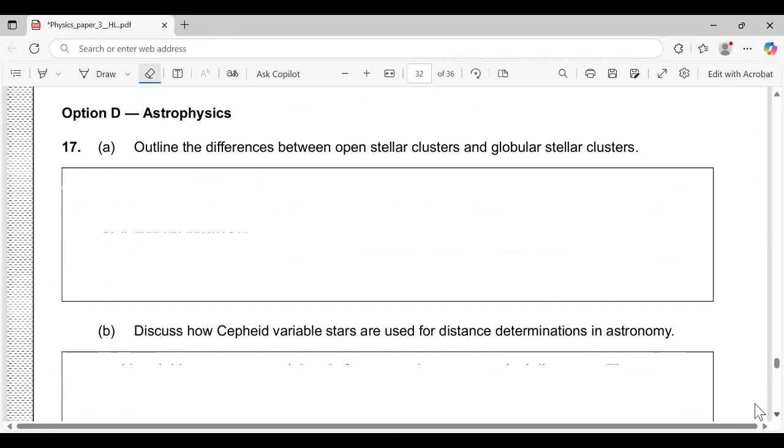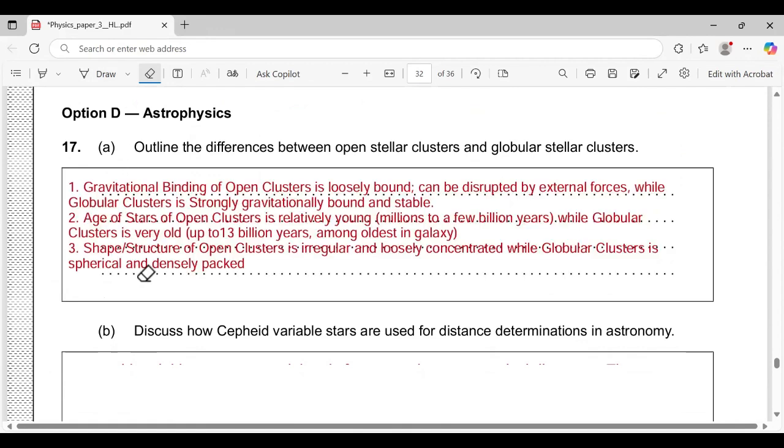17. Outline the difference between open stellar clusters and globular stellar clusters. I provided my answer. There are three. Actually, you can find around 6 differences, but I just prepared 3 differences.